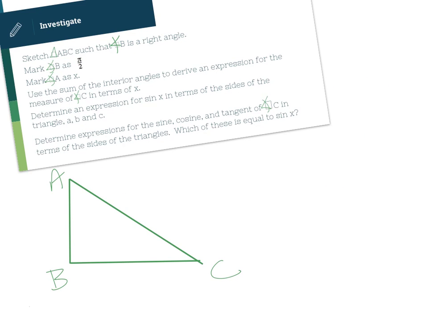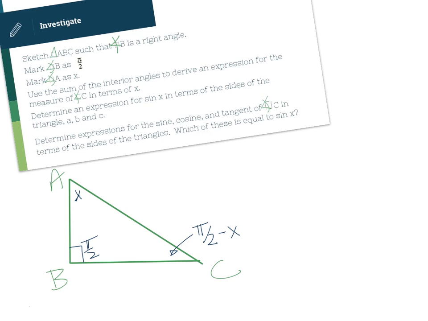Let's begin with a short investigation. It says sketch triangle ABC such that angle B is a right angle. Mark angle B as pi by 2. Mark angle A as x. And then decide what C is based on the other two terms. So this angle here, C, is going to be equal to pi by 2 minus x.